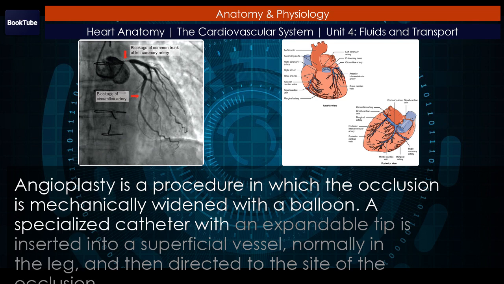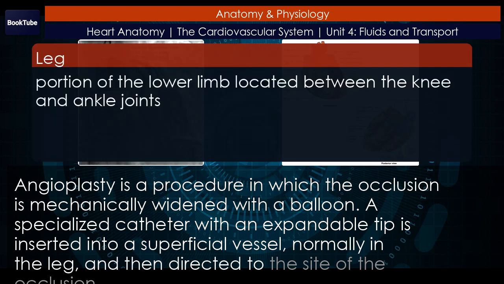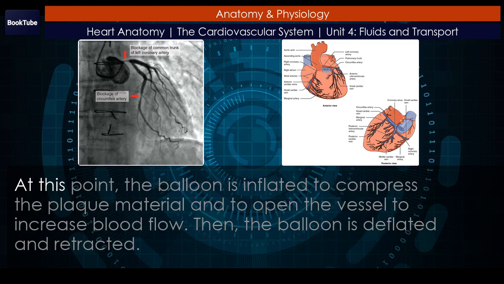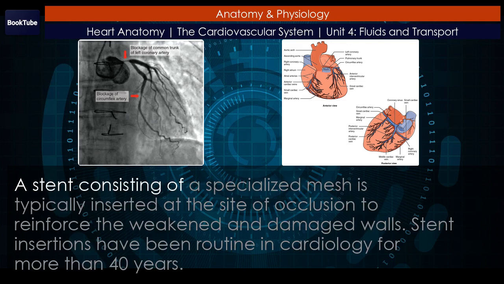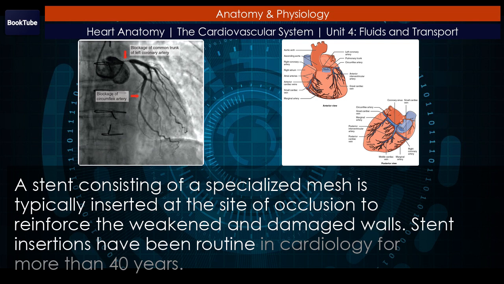A specialized catheter with an expandable tip is inserted into a superficial vessel, normally in the leg, and then directed to the site of the occlusion. At this point, the balloon is inflated to compress the plaque material and to open the vessel to increase blood flow. Then, the balloon is deflated and retracted. A stent consisting of a specialized mesh is typically inserted at the site of occlusion to reinforce the weakened and damaged walls. Stent insertions have been routine in cardiology for more than 40 years.